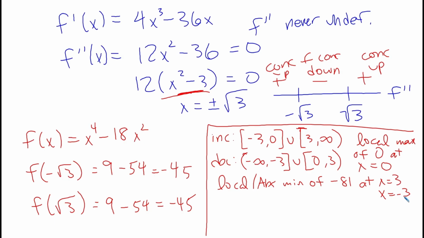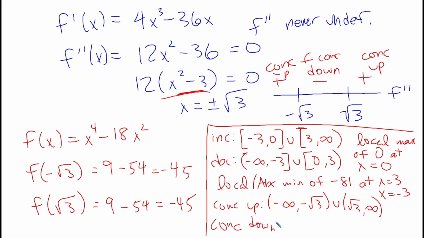And then we can see right here we were concave up on the intervals from negative infinity to negative root 3 and from root 3 to infinity. And we were concave down from negative root 3 to root 3, with our only points of inflection being the 2 points, which were root 3, negative 45, and negative root 3, negative 45.